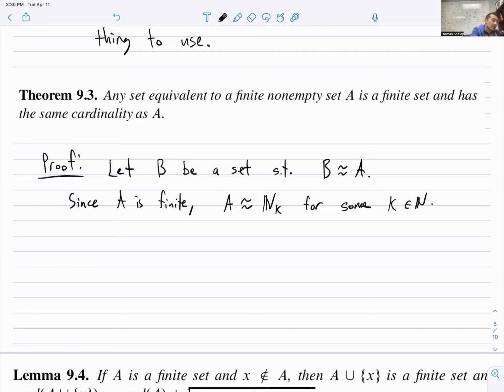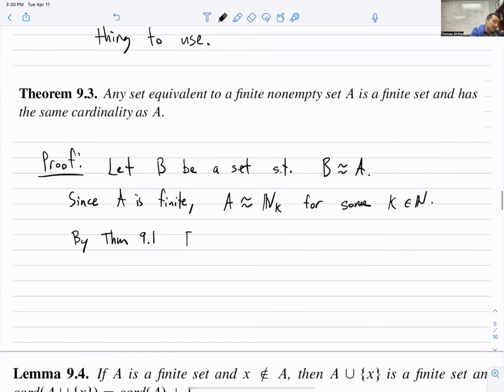So what can we do? Well, we have B is equivalent to A, and A is equivalent to n sub k. By theorem 9.1, we can just use transitivity. B is equivalent to n sub k. Thus, the cardinality of B equals k, which was the cardinality of A. And so they have the same cardinality, and we're done.